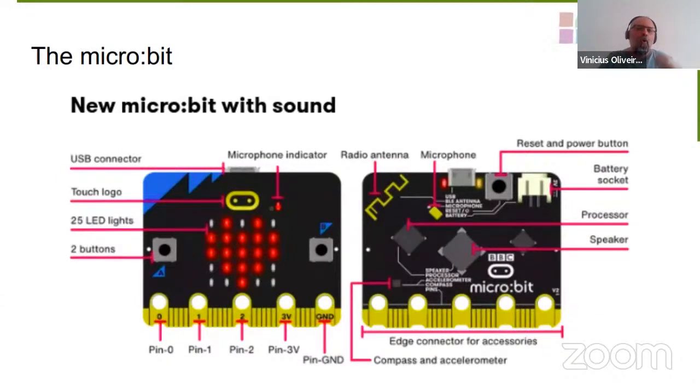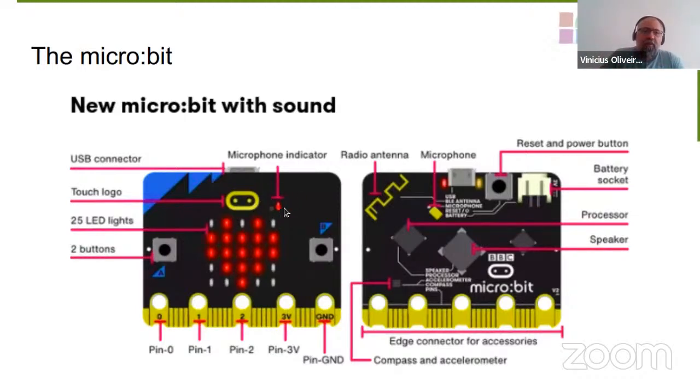We have more devices inside the microbit. The difference is now the logo here is touchable, so you can use it like a third button. You have A button, B button, and the touch logo like a button. It's not a physical button like A and B, but it's possible to program this touch logo to do something.